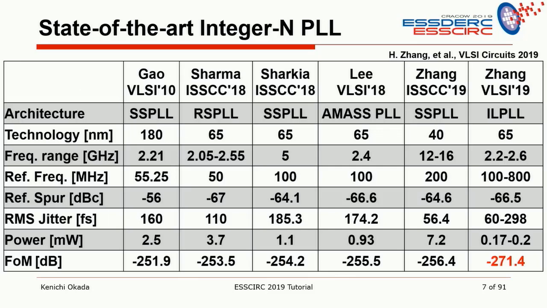So maybe one common disadvantage of the injection locked PLL is the reference spur. And already minus 66.5 dB reference spur could be realized. Okay, this one realized minus 271.4 dB, just applying the injection lock with very low power, a good FOM. So what I want to say here is, proudly, about this performance, I think that now you have no need to pursue the FOM of integer-N PLL. It's almost meaningless, since we can already realize a very good FOM performance by applying injection lock.